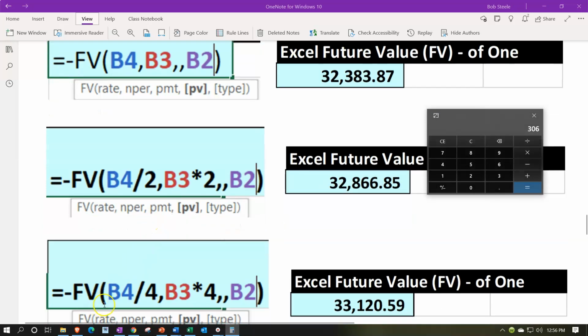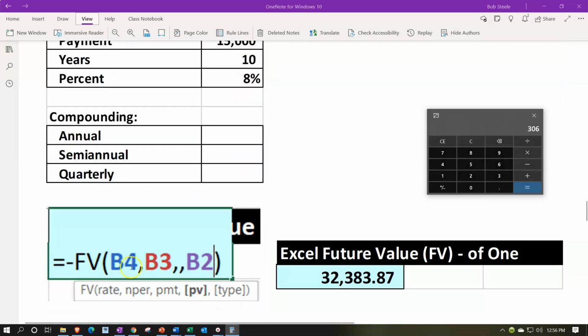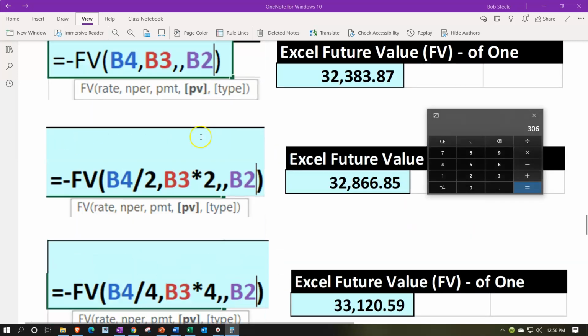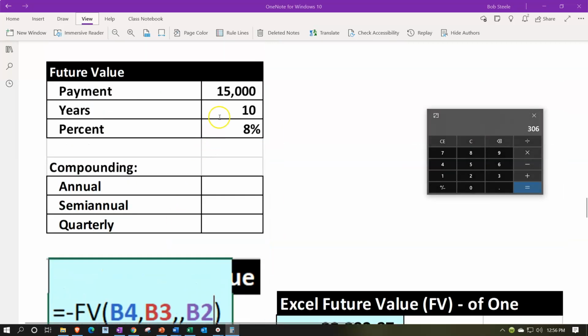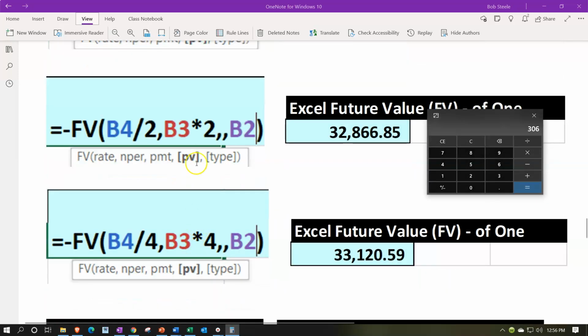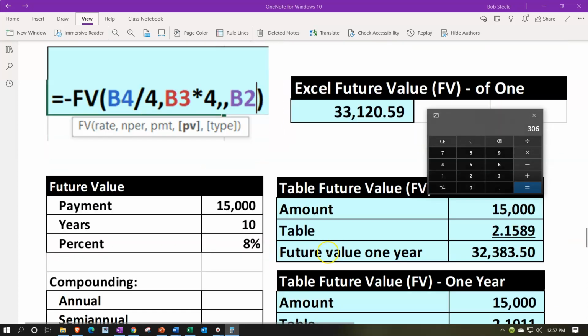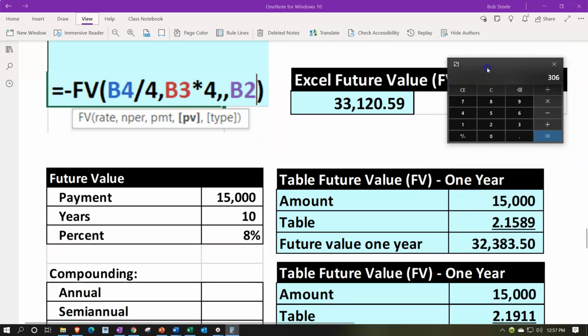If we did this quarterly, we'd have to do a similar adjustment. We'd have to say this is going to be the B4, the rate, which is going to be that 8%, but now it's quarterly, so I've got to get the rate tying out to the periods. It's quarterly, so the 8% divided by 4, comma, number of periods then is going to be the 10 periods. Once again, it's not in years, but quarters. Therefore, the 10 has got to be times 4, just like it was times 2 up here for semi-annual. And then we're going to say comma, same 15,000. So you've got to be aware of that with the formulas to get the proper numbers fed out to us. Let's take a look at the tables then.